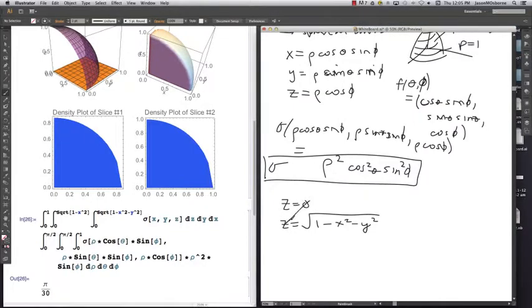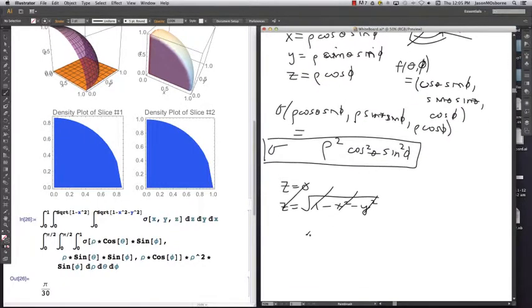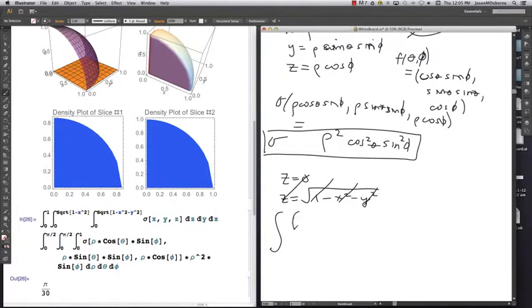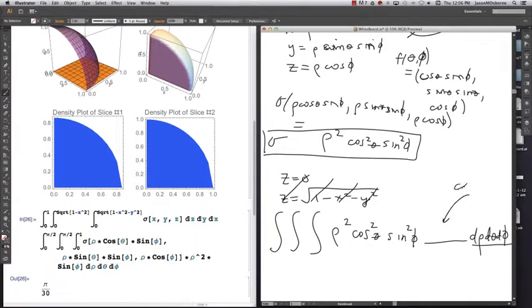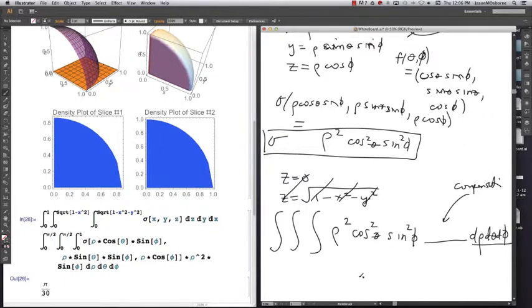So picking up, we just need to compute our triple integral of our function rho squared cosine squared theta sine squared phi. And then we were trying to compute this as a d rho d theta d phi integral. These are our new variables, okay? But we have a compensation term, which is the Jacobian of the spherical coordinates transformation.